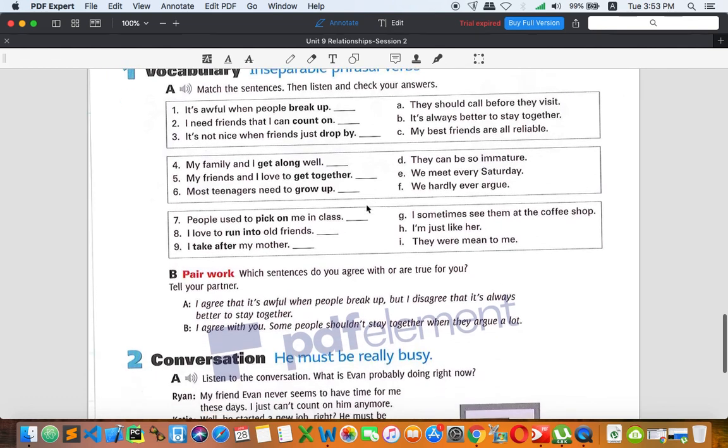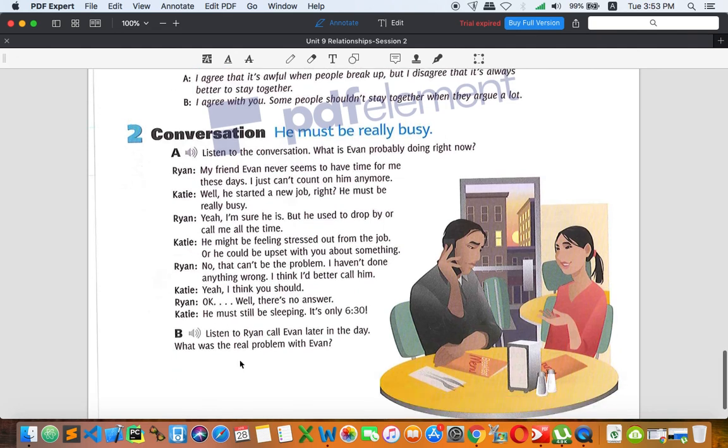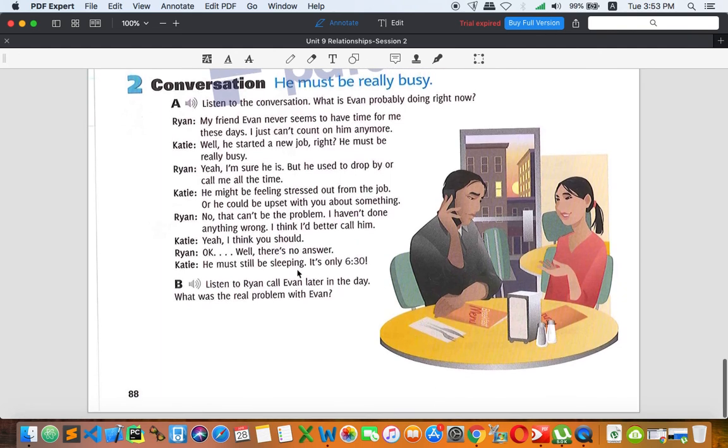All right, and the last activity for this session is about a conversation. You also need to listen to Ryan and Katie, so just listen to the two and find out what's going on in the conversation. And in part B, you can answer the question, listening one more time or continuing to listen, and answer the question: what was the real problem with Evan? So just listen and find out the answer about this conversation.